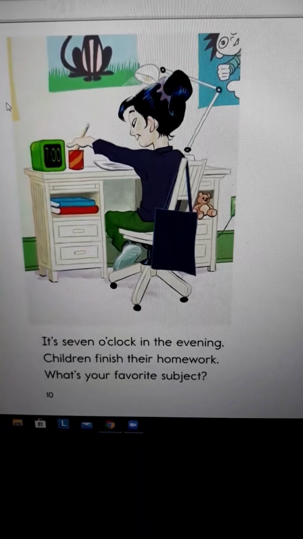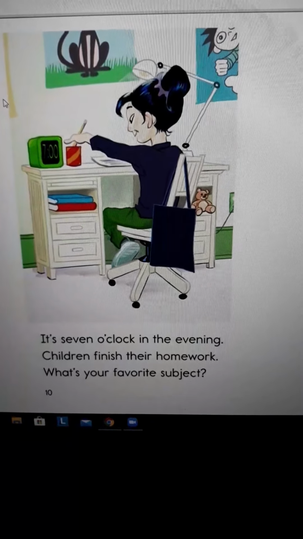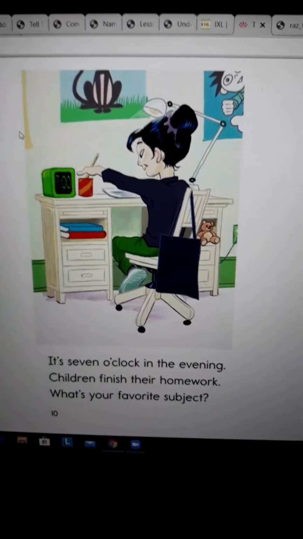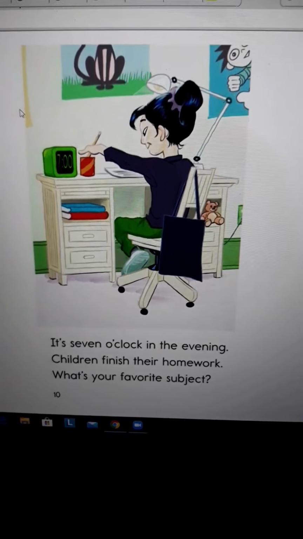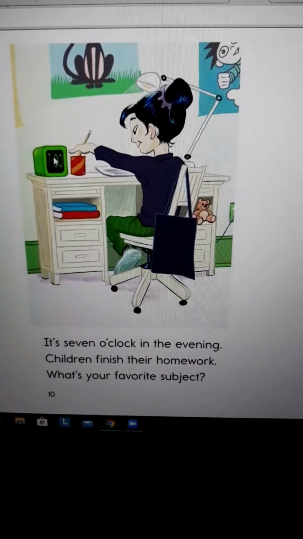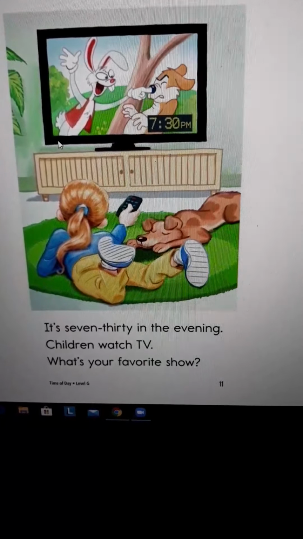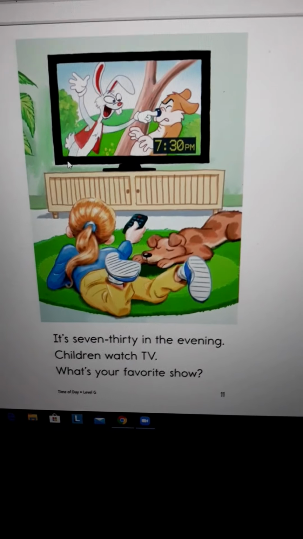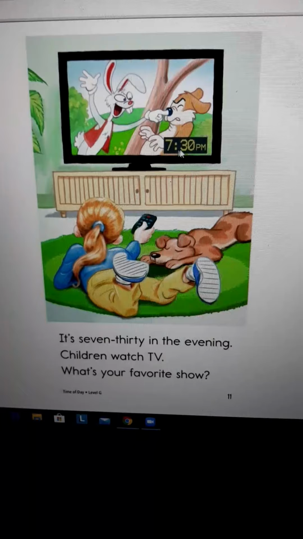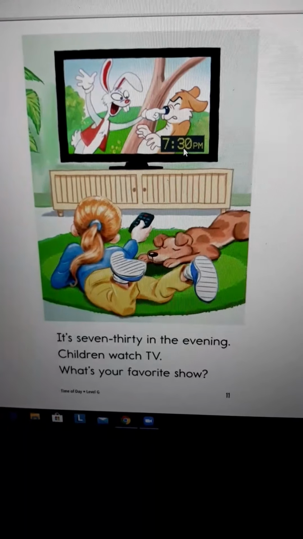It's 7 o'clock in the evening. Children finish their homework. What's your favorite subject? So here we go, here's the digital clock again. 7 o'clock. It's 7:30 in the evening. Children watch TV. What's your favorite show? So here's your digital clock, 7:30.